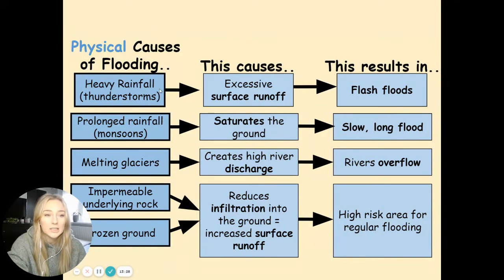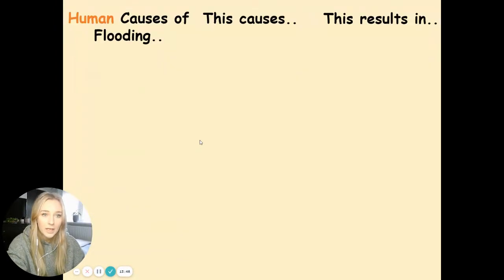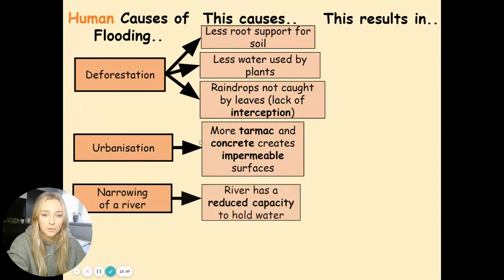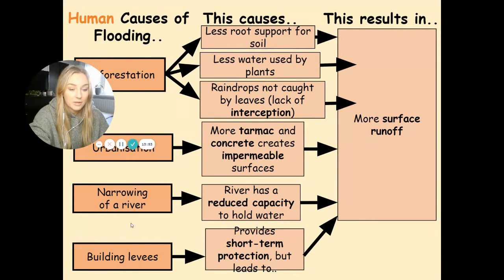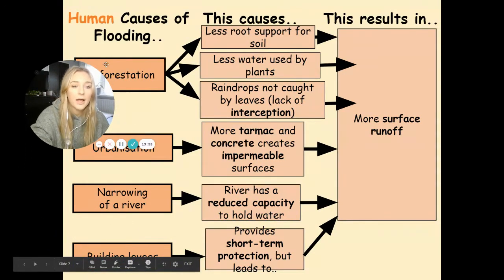You're never going to be asked to list all of the physical causes of flooding. Your buzzwords, your terminology that I've put in bold, is going to apply throughout whichever one you choose, so it doesn't really matter. Pick one that you'll remember and that you feel comfortable enough to be able to explain. Same again for your human causes. So the main ones that we're going to be looking at: deforestation, urbanisation, narrowing of a river, and building levees.